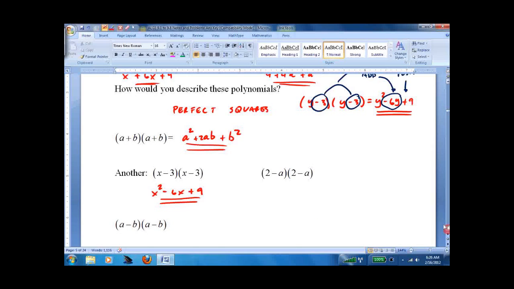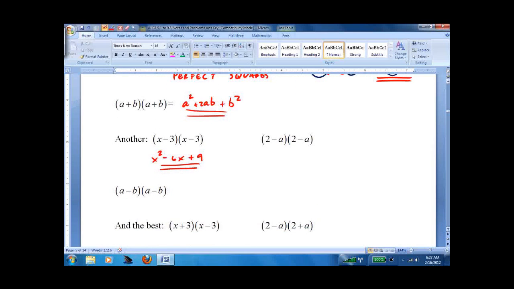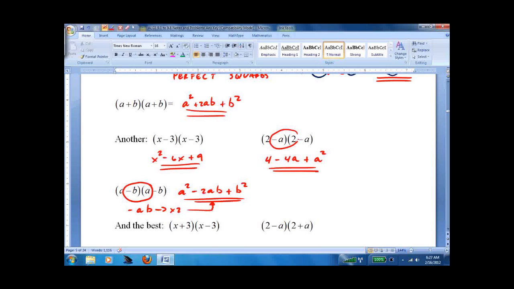See if you can do the last two on your own. Pause the recording first and then go for it. 4 minus 4a plus a squared. A squared minus 2ab plus b squared. So you put these two together, that's negative ab, multiply by 2, stick it in there. Put these two together, negative 2a, multiply by 2, put it in there. That's it.